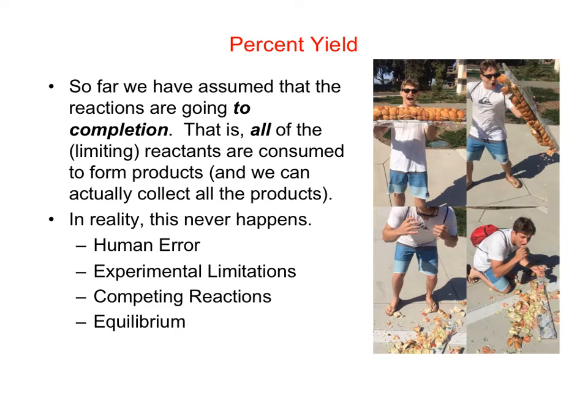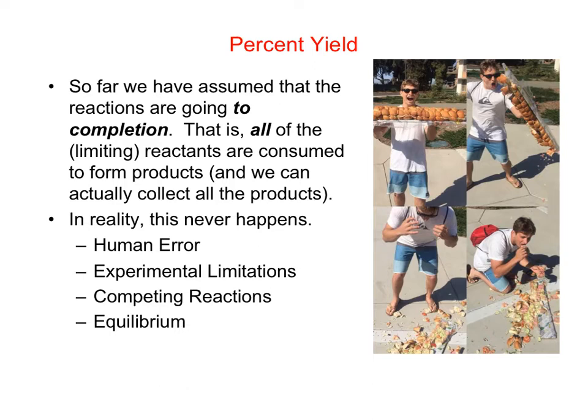There can be human error. Now, that can be accounted for, but sometimes there are experimental limitations where we're just not able to collect all of the products. There may be competing reactions, so there may be fundamental chemical reasons why not all of the reagents are converted into the products that we want.